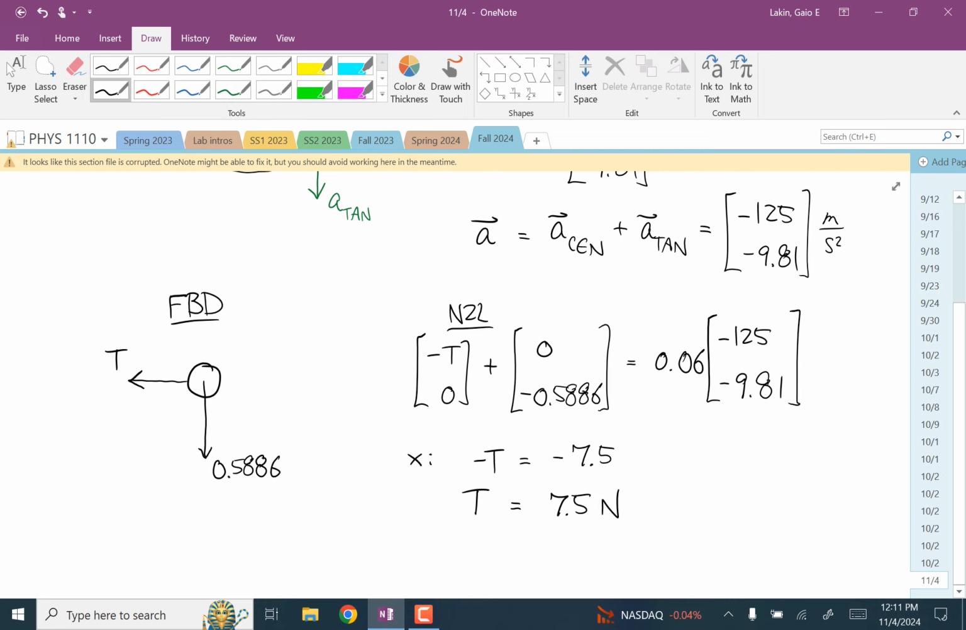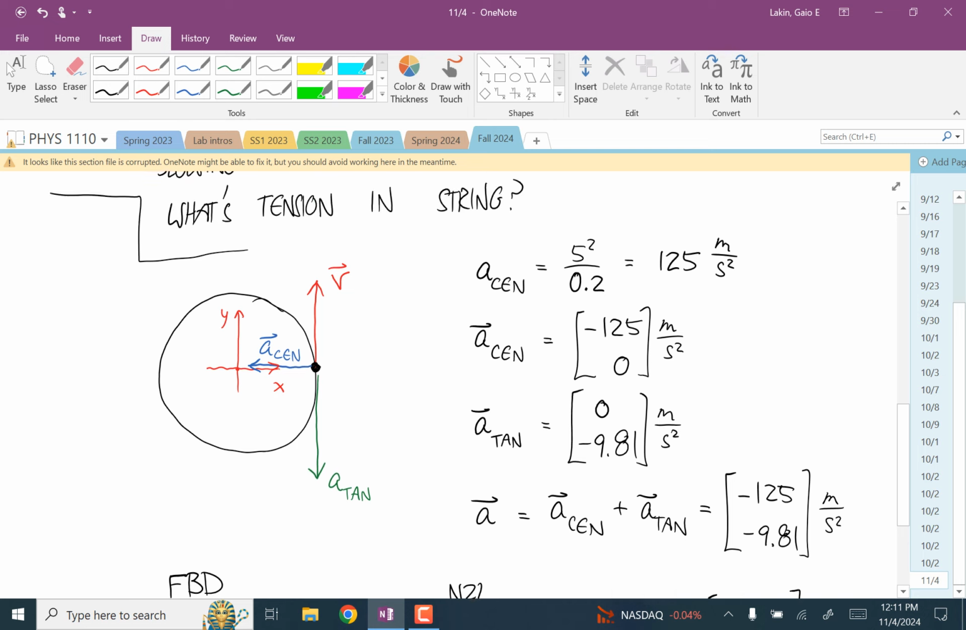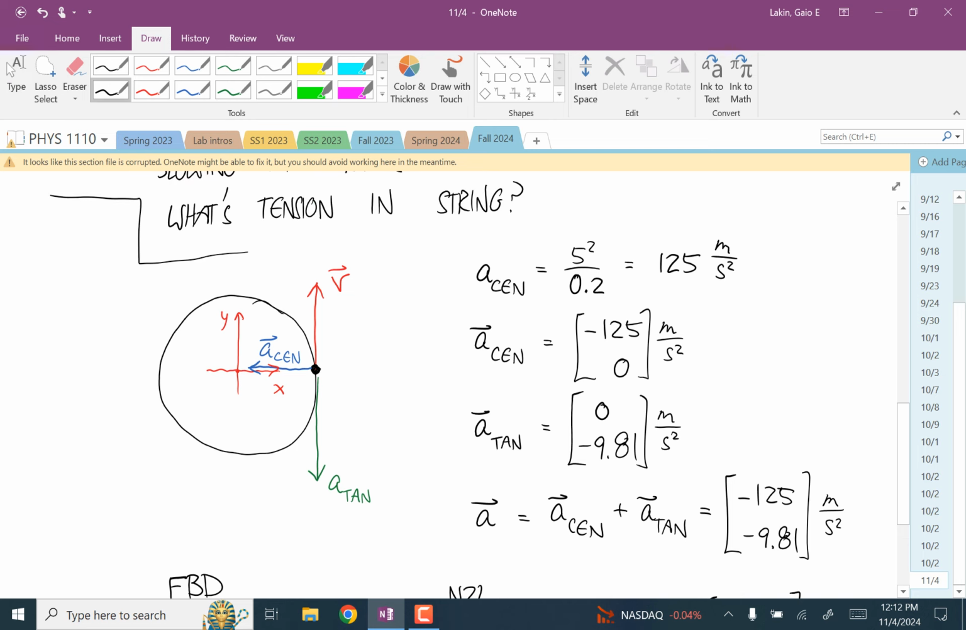Any questions about that calculation? Okay, let's do two more calculations. Let's calculate the tension in the string at the top of the circle and the bottom of the circle. Does anybody have any thoughts on where this tension is going to be the highest?